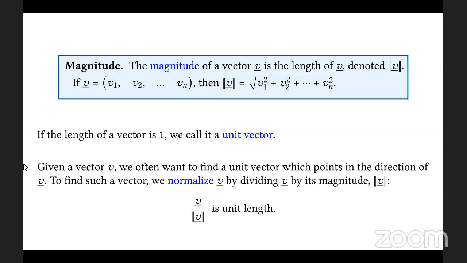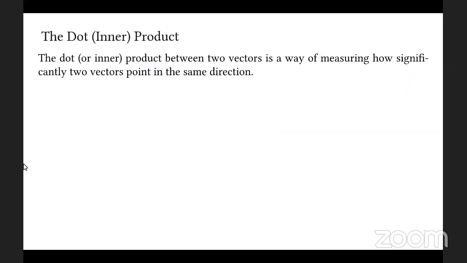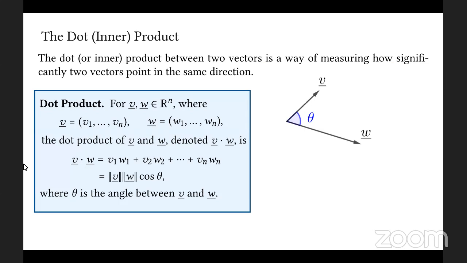Okay. All right. So, dot product or inner product. The dot or inner product between two vectors sort of measures how significantly the vectors point in the same direction. That's a very vague statement, but I'll clarify that in a moment. So it's this thing. If V and W are lists V1 to Vn and W1 to Wn, their dot product is you multiply corresponding entries and add them together, okay?